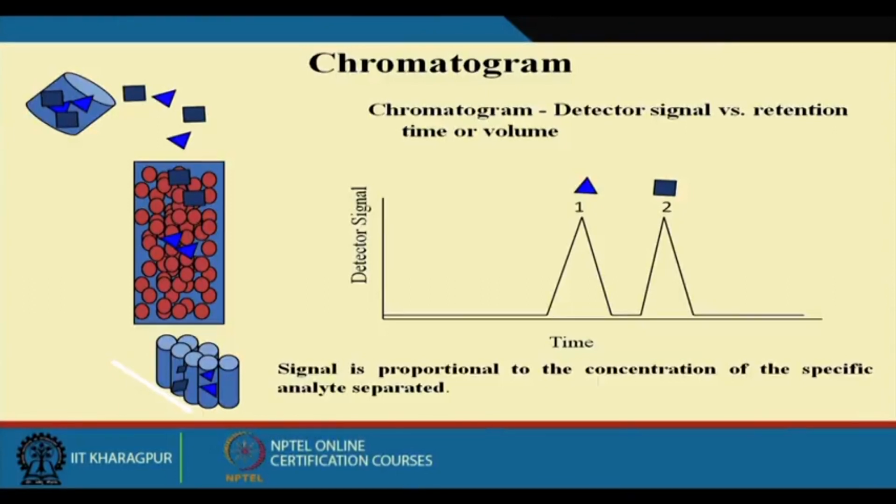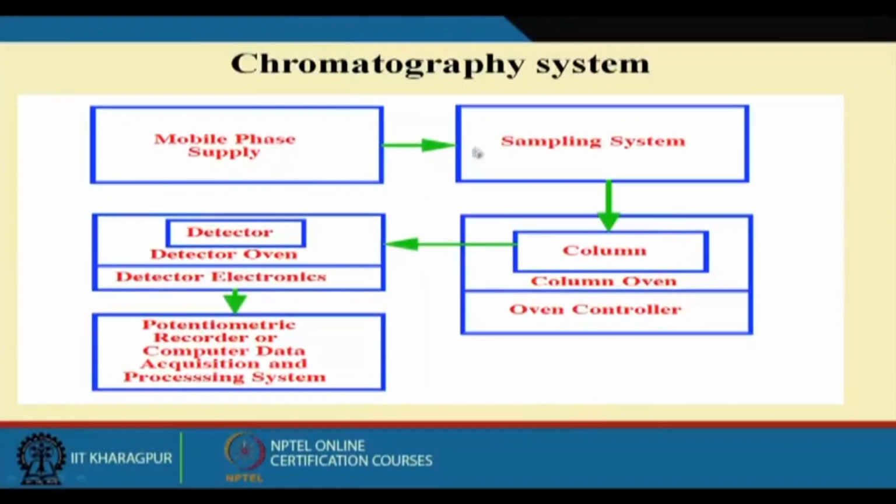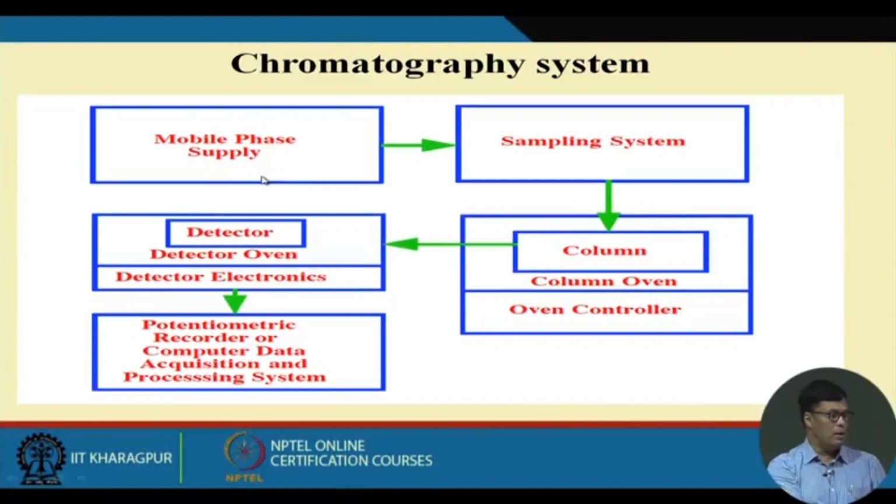In qualitative analysis, we find out what the different possible components present in the sample are, and quantitative analysis means how much of the different components are present in the sample. When we want to do quantitative analysis, we inject a standard sample with a desired concentration. With respect to that, we find out how much concentration of that particular component is in the sample. Now, this can be explained schematically.